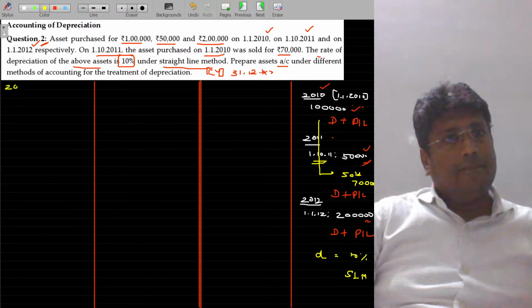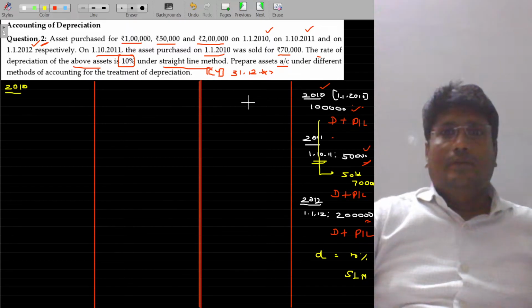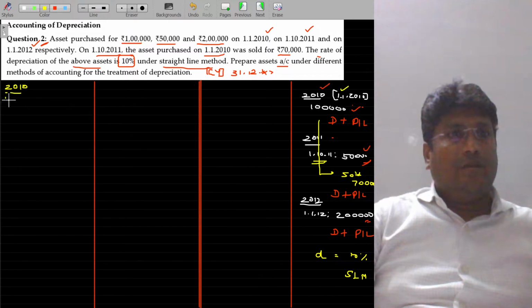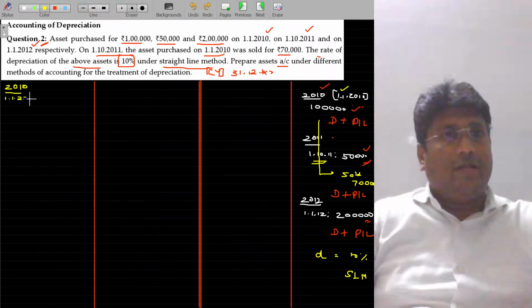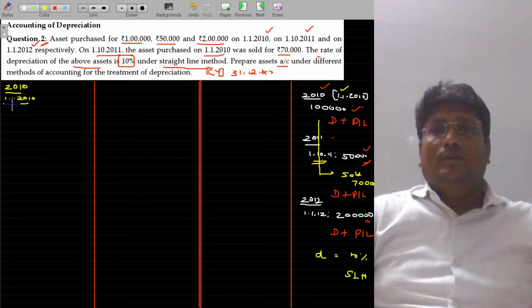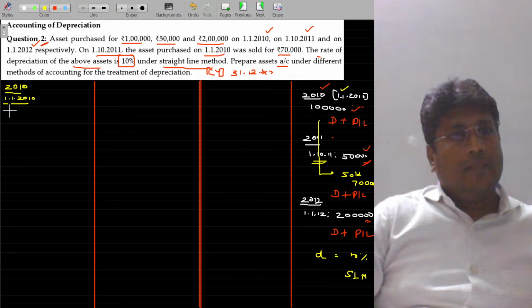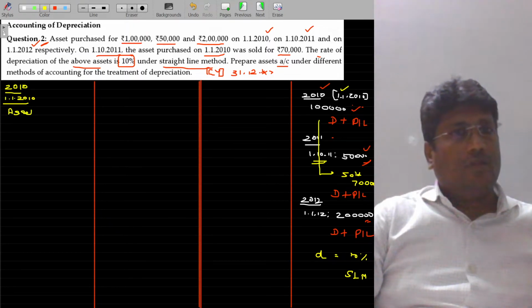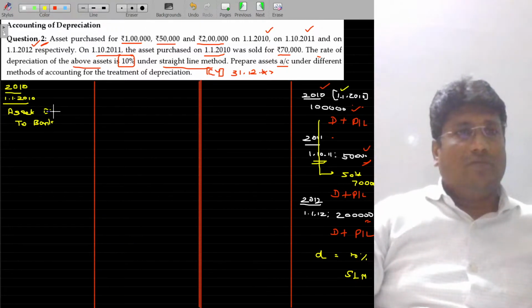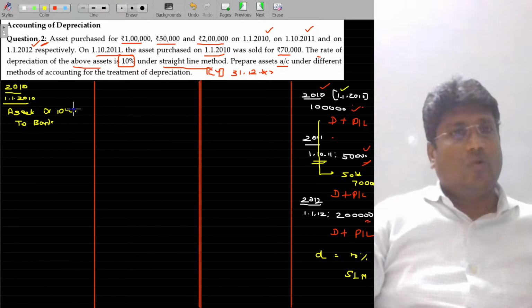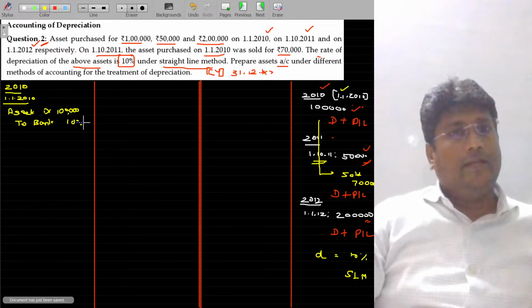In 2010, on 1/1/2010, the purchase happens. The journal entry for purchasing the asset is asset account debit to bank. Don't get confused with the terms I use here; it may be bank or cash, interchangeably it can be used. The value being 1 lakh in the debit side as well as 1 lakh in the credit side.